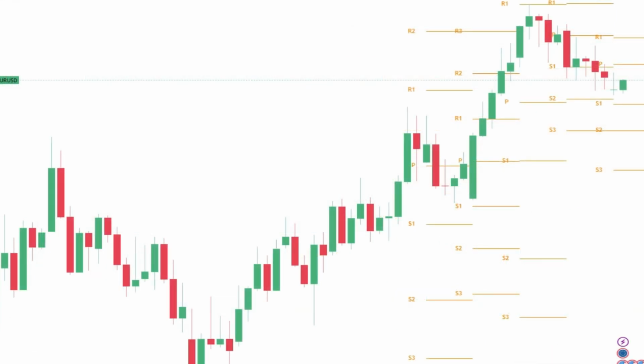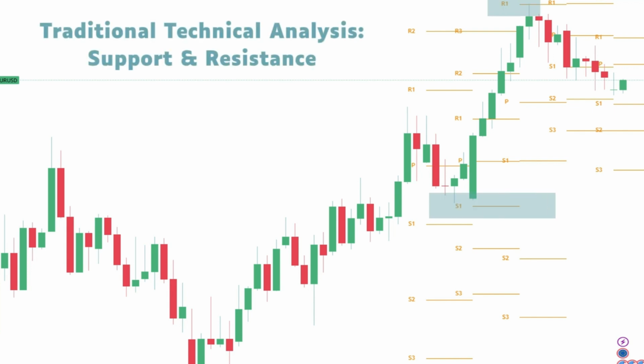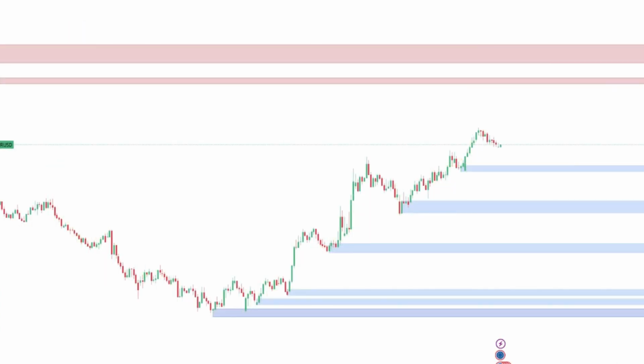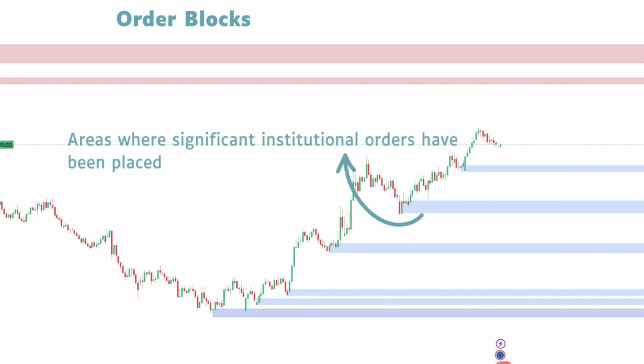Let's start with one of the most fundamental SMC concepts: order blocks. In traditional technical analysis, we identify support and resistance as horizontal price levels where the market has previously reversed. In SMC, we replace this with the concept of order blocks. Order blocks are areas where significant institutional orders have been placed, often visible as the last price action before a strong move in the opposite direction.